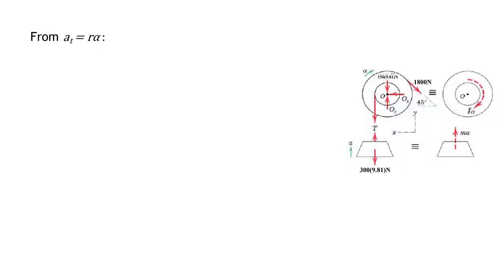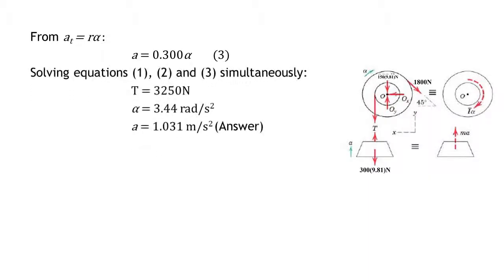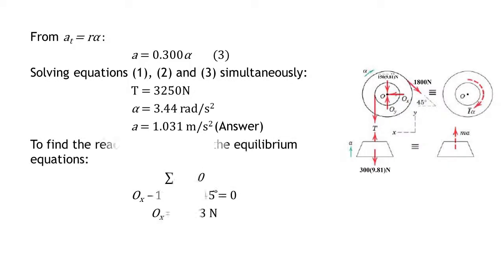You know that tangential acceleration is equal to r alpha, and we get that a is equal to 0.3 alpha, and that is equation 3. Solving equations 1, 2, and 3 simultaneously, we will get that T is equal to 3250 newtons, alpha is equal to 3.44 radians per second squared, and a is equal to 1.031 meters per second squared.